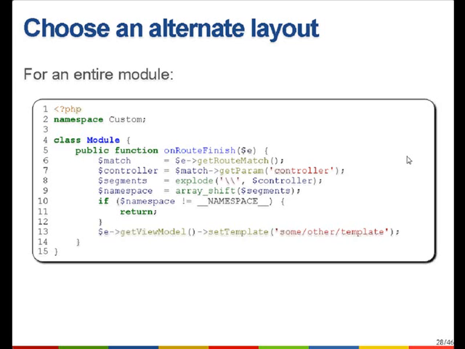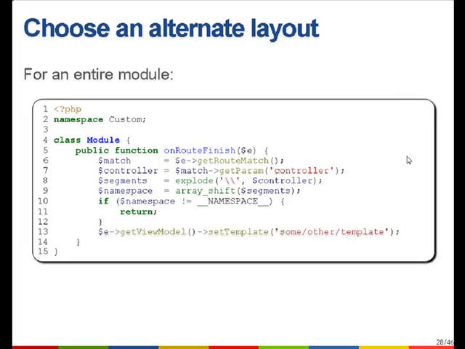So in here, I didn't do the whole boilerplate, but basically we have a listener called onRouteFinish. It would be a listener on the route event at low priority, so negative priority, so after we've already matched. We're going to listen to this, grab the route match, and grab the controller out of the route match, and we check to see if the namespace matches our namespace. If not, then we return, we're done. Otherwise, we grab the view model out of the event, and we set the template. The view model in the event, again, is the layout view model. And so from there, we can set the template, and that changes the template for the layout for this execution cycle.